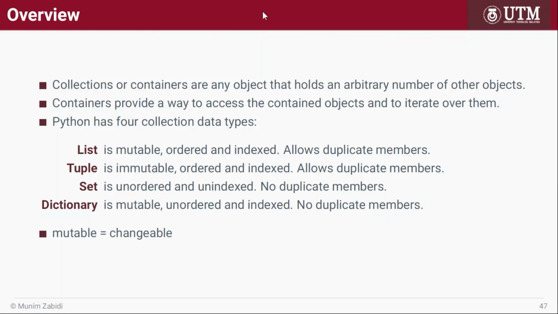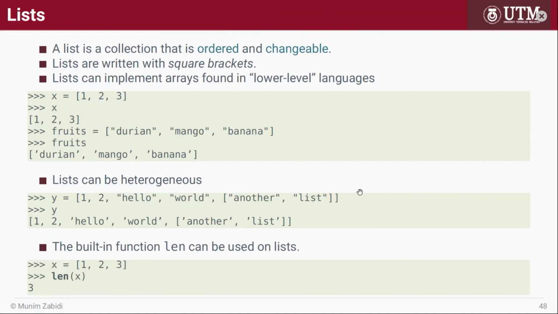So we will go starting from the easiest, which is the list. We have seen the list actually when we used NumPy just now. A list is a collection that is ordered and changeable, and you can identify that with the square bracket. Whenever you put a list in square brackets, that is a list. And you can implement arrays found in lower level languages like C. If you have a program in C that you want to convert to Python, C can only do arrays, it cannot do the other advanced data types. So you immediately will go to the list.